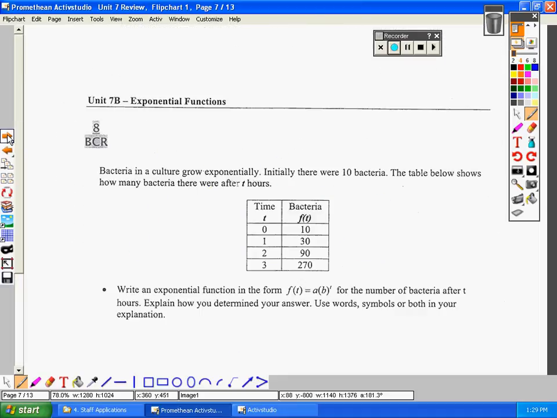Okay, we're going to do one more on this video, and then we'll go to the next one. Bacteria can grow exponentially. Initially, there were 10 bacteria. The table shows how much bacteria there were. Write the exponential equation. So I can see the growth factor is 3. So y equals 3 to the x power, and remember the y-intercept goes first.